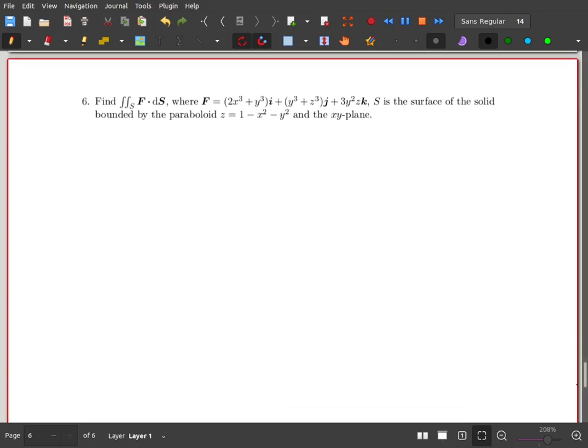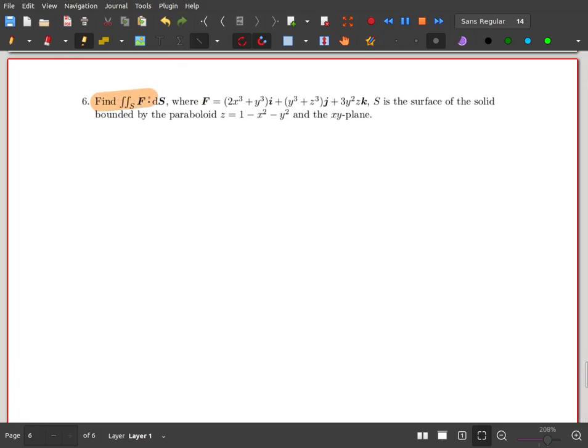Okay, last question. So for our last question, we want to find the double integral of f dot dS, where f is equal to (2x cubed plus y cubed) i plus (y cubed plus z cubed) j plus 3y squared z k, where S is the surface of a solid bounded by the paraboloid z equals 1 minus x squared minus y squared and the xy plane. Okay, so let's parse the information first.